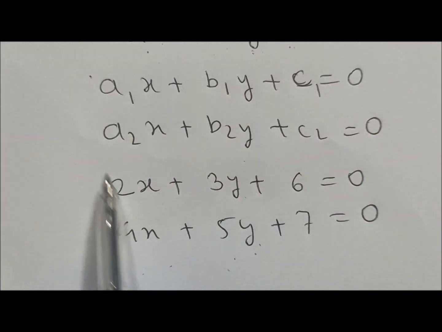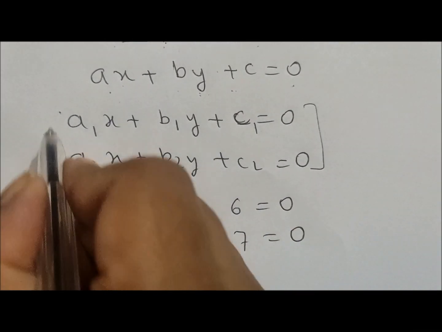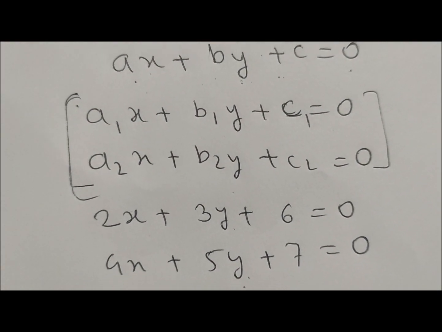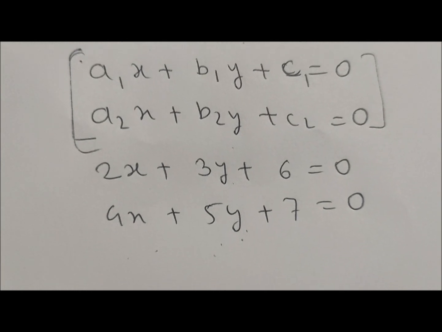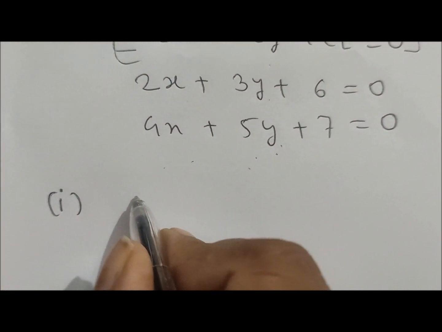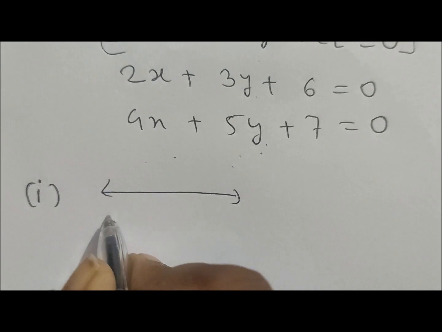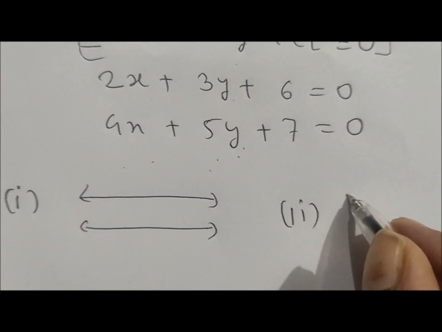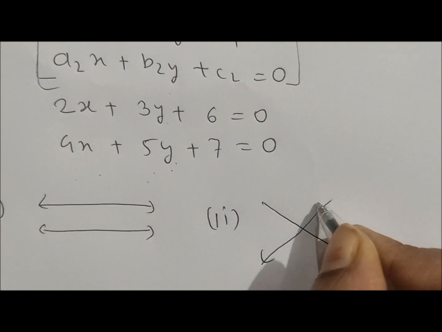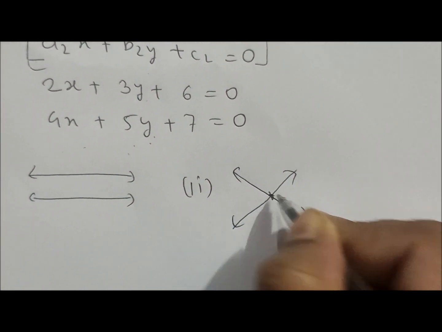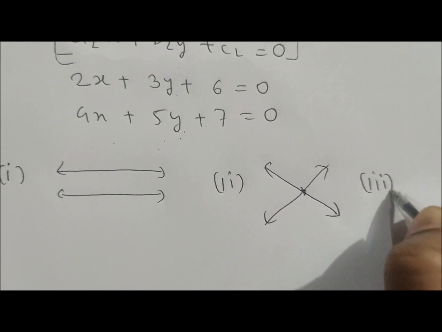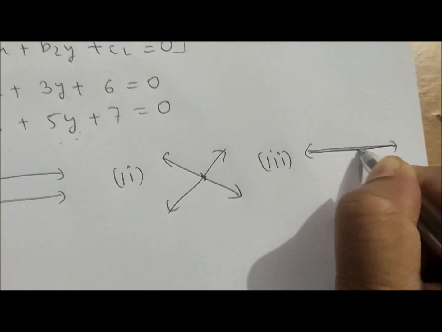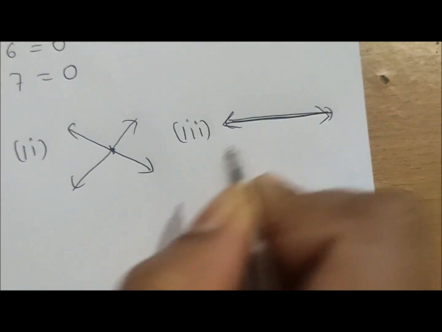When we have to solve a pair of linear equations, we know that when there are two equations, they can be parallel to each other when we plot the graph. They can intersect one another at one point, or these equations can be coincident, meaning they can overlap each other.